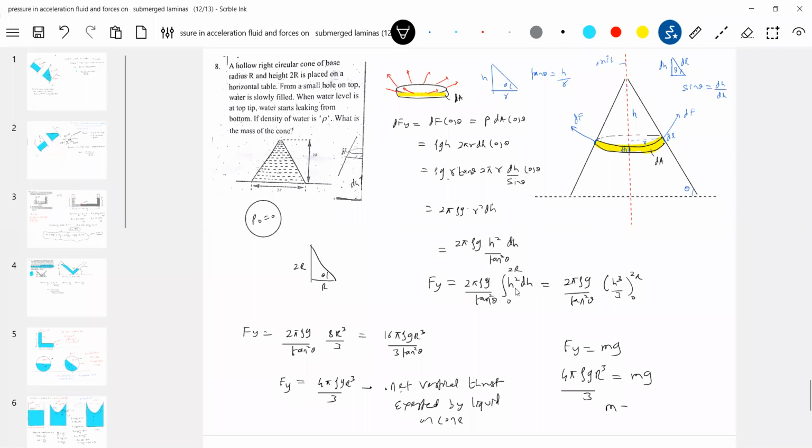So what should be the mass of the cone? 4 pi rho r cube by 3. If the mass of the cone is greater than this, the water will not leak out from here. If the mass of the cone is less than this, it will definitely open. As you start filling up, once the liquid reaches the brim, or this apex on the top level, the liquid will exert force everywhere, and that force will lift it up.